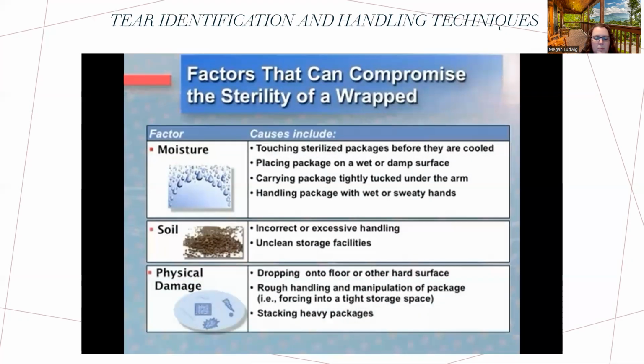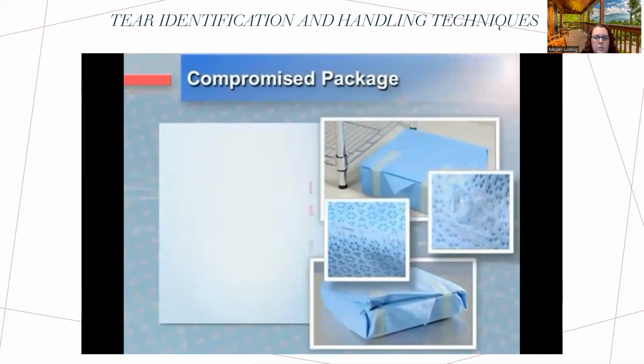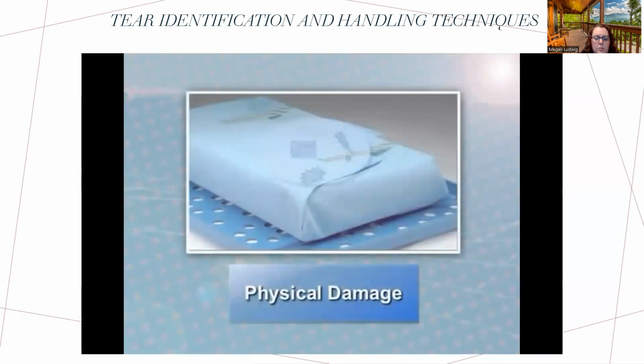This can be caused by dropping the package on the floor or another hard surface, through rough handling and manipulation of the package, such as forcing it into a tight storage space, or by stacking heavy packages. Packages that are wet, soiled, torn, or dropped onto hard surfaces should be considered contaminated and unsafe for use. If there is any doubt about the sterility of the item, it must be totally reprocessed before it can be used safely. For the purpose of this program, we will focus on the third factor that can compromise the sterility of a wrap package: physical damage.